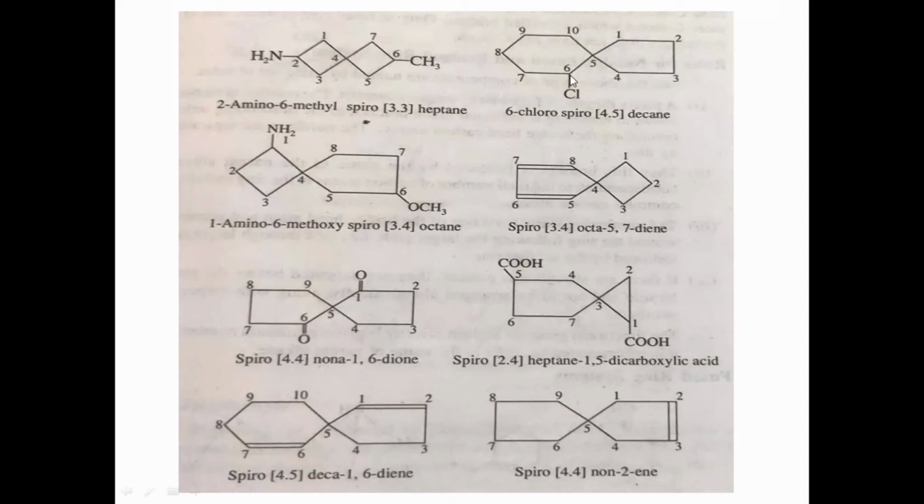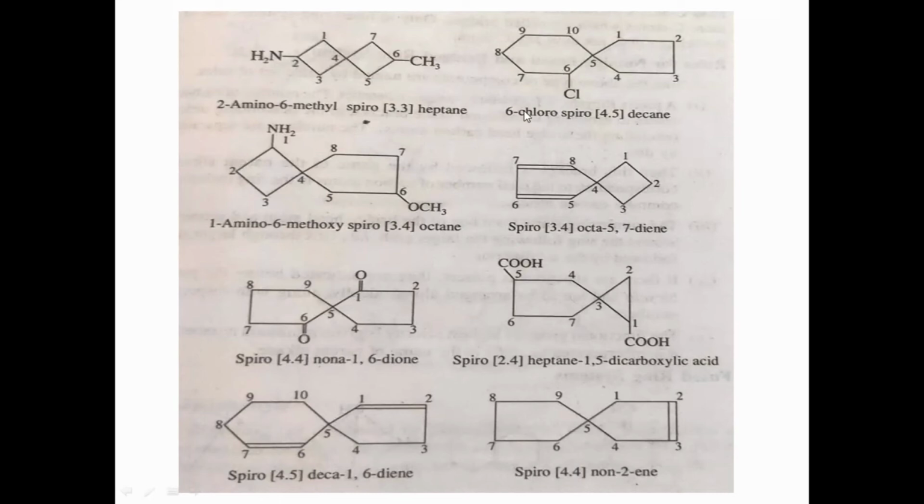We will number this carbon atom, not this one, the above one. It's this one, because substituents will get the least number. So 5, 6, 7, 8, 9, and 10. So parent alkane is decane. That is, 10 carbon atoms are present.